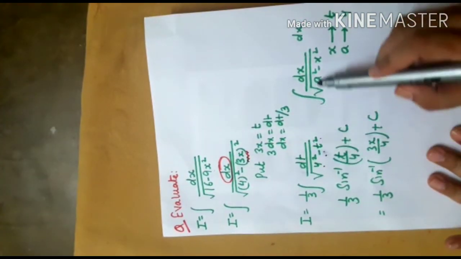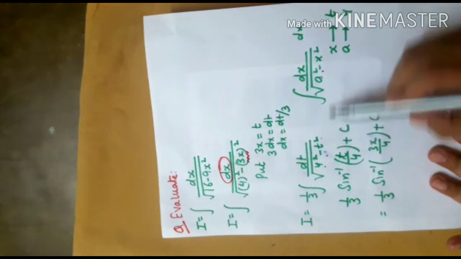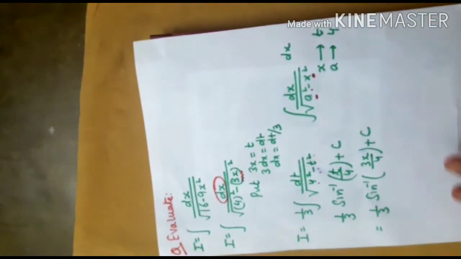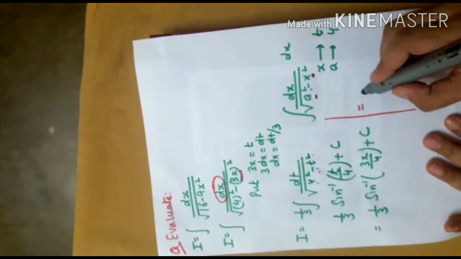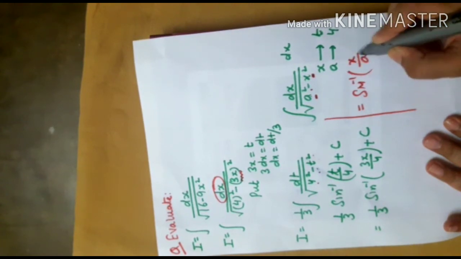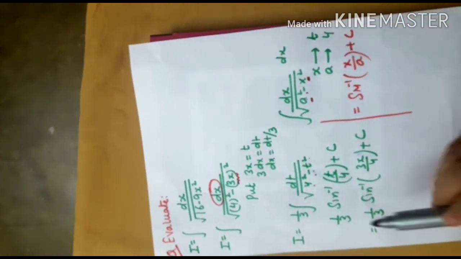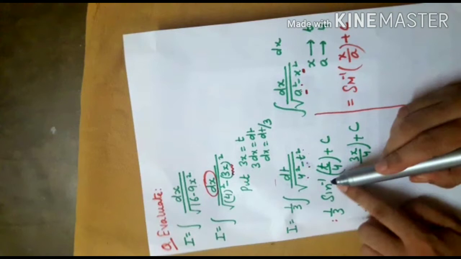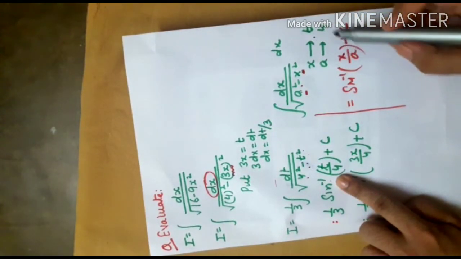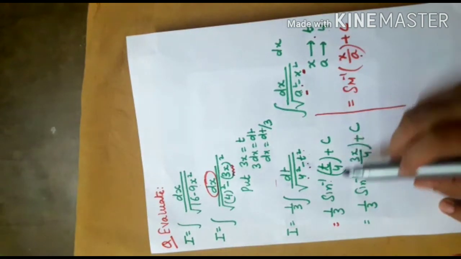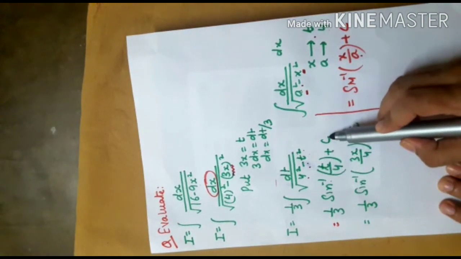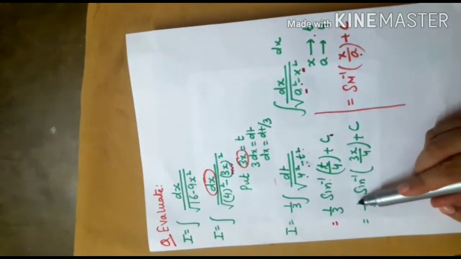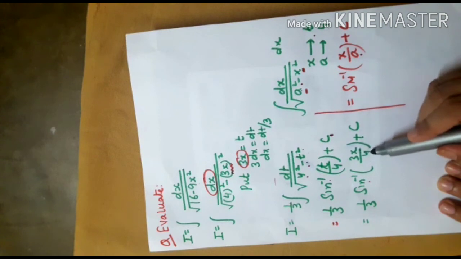Now this integral is of this form where role of x is being played by t and role of a is being played by 4. And yes, value of this integral is sine inverse x by a plus c. So here this 1 by 3 as it is, and the value of the integral is sine inverse, role of x is being played by t and role of a is being played by 4. So I'll get sine inverse t by 4 plus c. Now replace t with its original value, that is 3x. So I'll get 1 by 3 sine inverse 3x by 4 plus c.